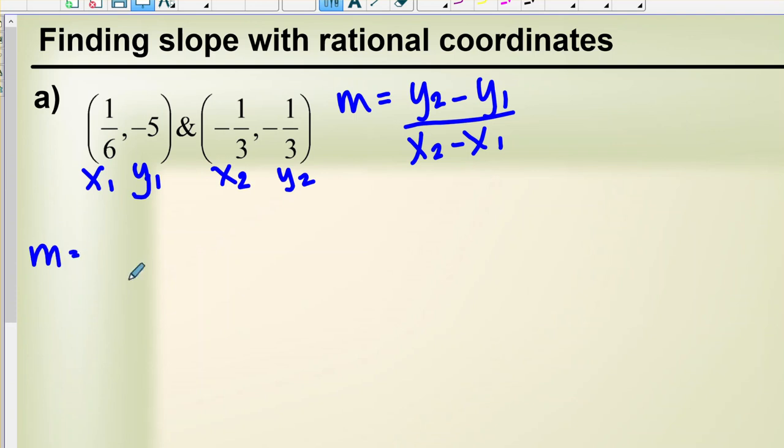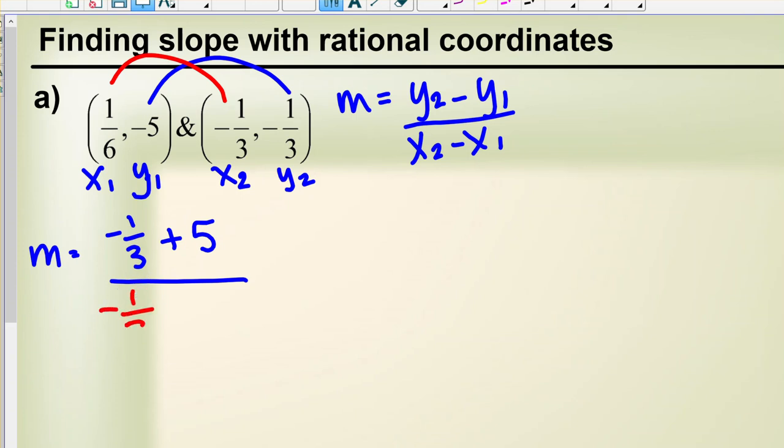So in my numerator, I'm going to have my change in y, so negative 1/3 minus a negative 5. So right away, I know minus a negative is the same thing as plus, so I'm going to rewrite it as plus 5 over x2 minus x1, or in this case, negative 1/3 minus 1/6.